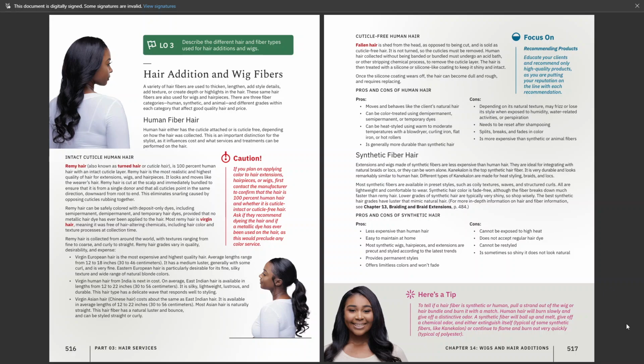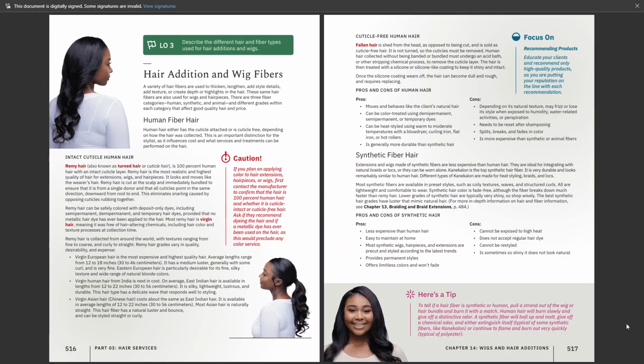Focus on recommending products. Educate your clients and recommend only high-quality products, as you are putting your reputation on the line with each recommendation. Once the silicone coating wears off, the hair can become dull and rough and requires replacing.